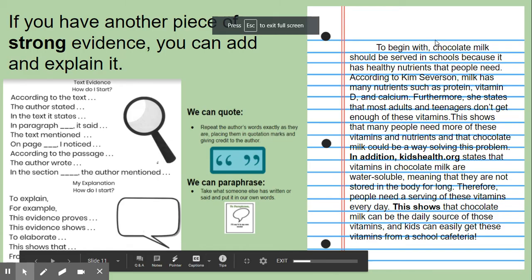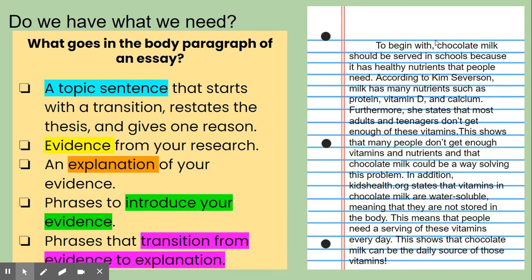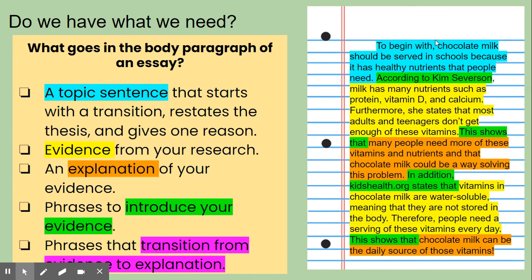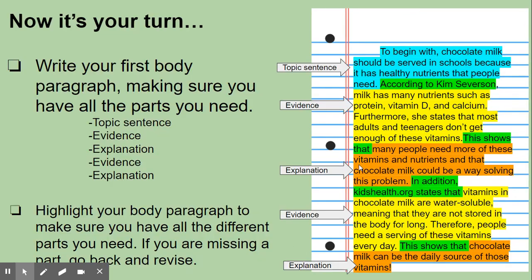All right. So now let's check to make sure we have all the parts we need. We know we need a topic sentence that starts with the transition, restates the thesis, and gives one reason. We need evidence from our research. We need an explanation of our evidence. We need phrases to introduce our evidence and phrases that transition from evidence to explanation. And I went ahead and highlighted here, and we'll notice a pattern of topic sentence, evidence, explanation, evidence, explanation. And the green shows the transitions that introduce our evidence and explanation.